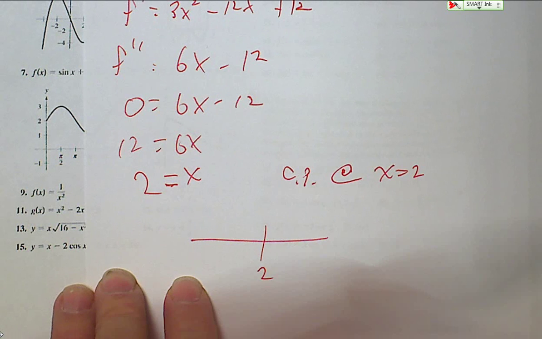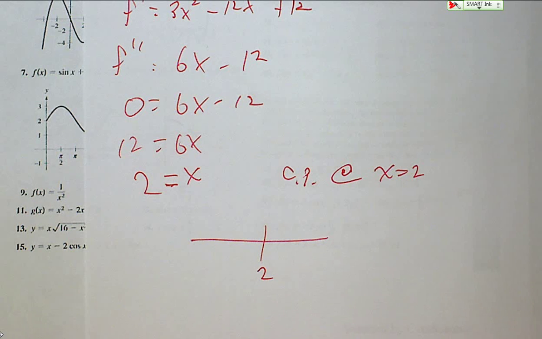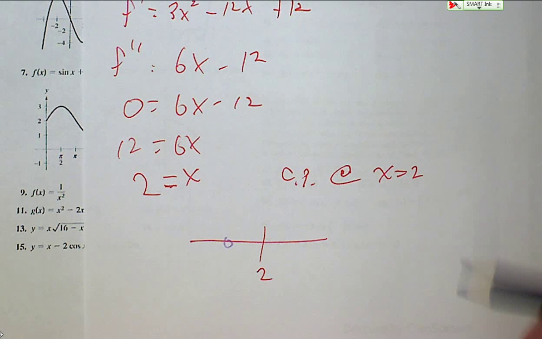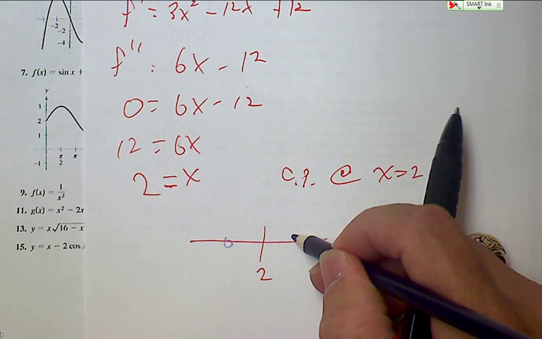Someone draw my line graph right here. I'm going to test the intervals around it. So pick a number left of 2. 1. 0 is even easier, right? Pick a number right of 2. 70, that's an awesome one.